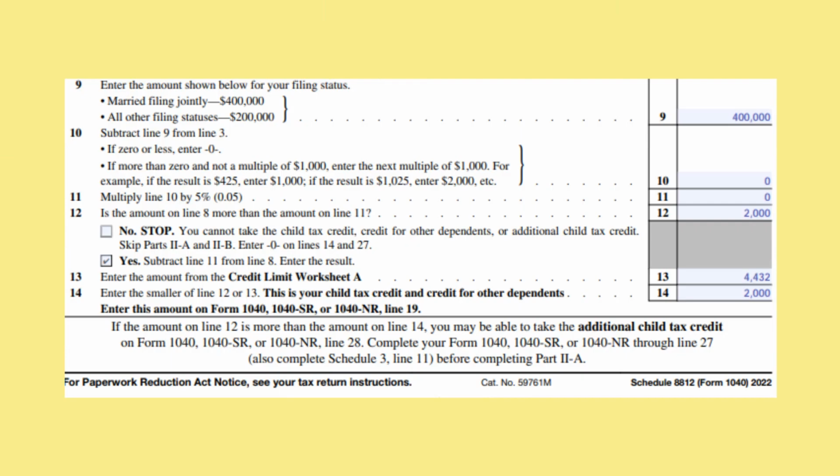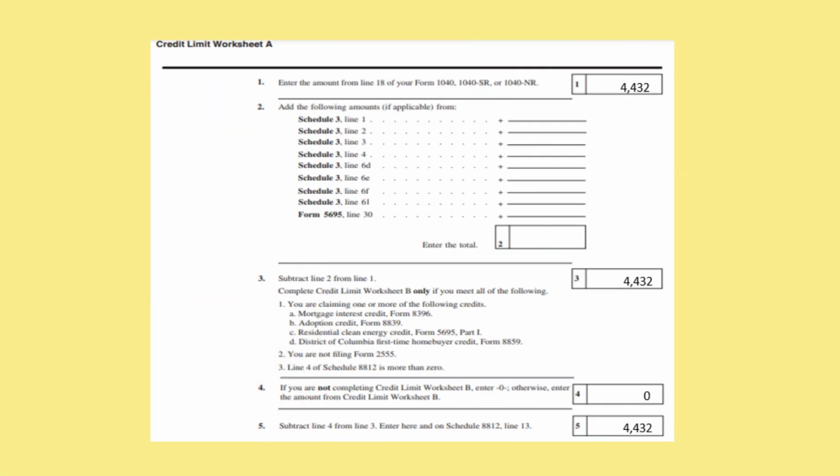On line 9, enter $400,000 as you are married filing jointly. On line 10, subtract line 9 from line 3, which will be 0, thus line 11 will be 0 as well. Since line 8 is more than the amount on line 11, we will check the box yes and enter 2,000 on line 12. On line 13, we will enter the amount from the credit limit worksheet A. You can find this worksheet on page 4 of the 8812 instructions.